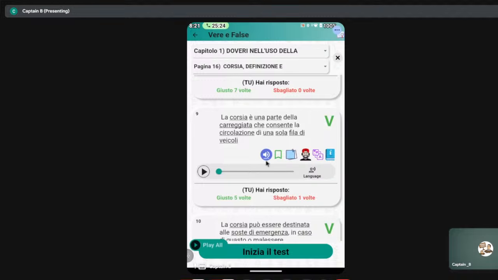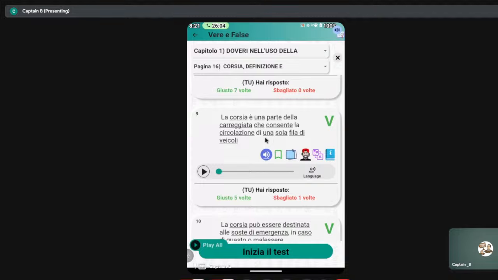Number 9. La corsia è una parte della carreggiata che consente la circolazione di una sola fila di veicoli. Dice la corsia è una parte della carreggiata, a lane is a part of the carriageway che consente, that allows la circolazione, the circulation di una sola fila di veicoli. Lane is a part of the carriageway that allows the circulation of only one line of vehicles.